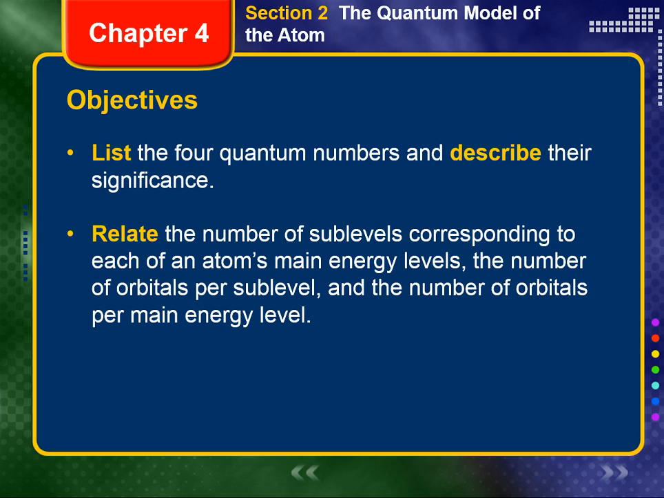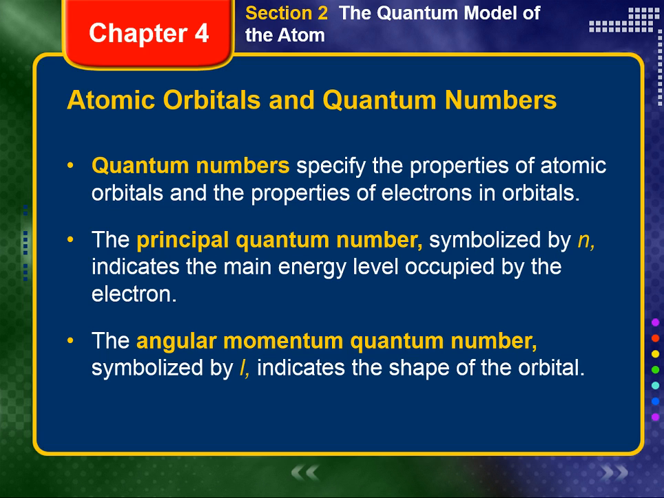At the end of this video, you should be able to list the 4 quantum numbers and describe their significance, and relate the number of sublevels corresponding to each of an atom's main energy levels, the number of orbitals per sublevel, and the number of orbitals per main energy level. Chapter 4, Section 2, Atomic Orbitals and Quantum Numbers.